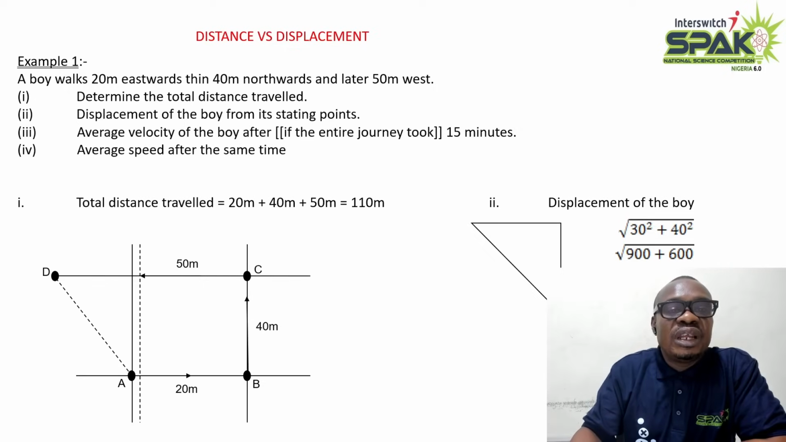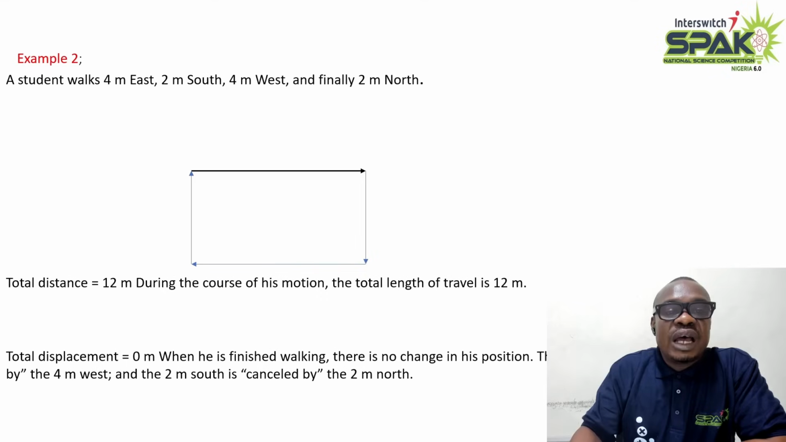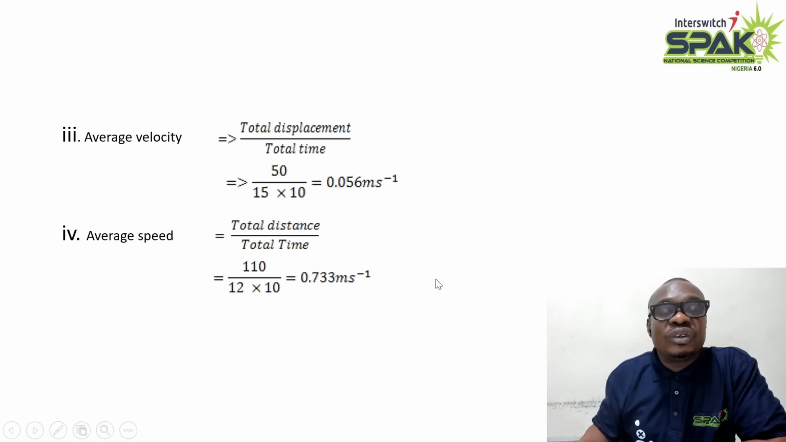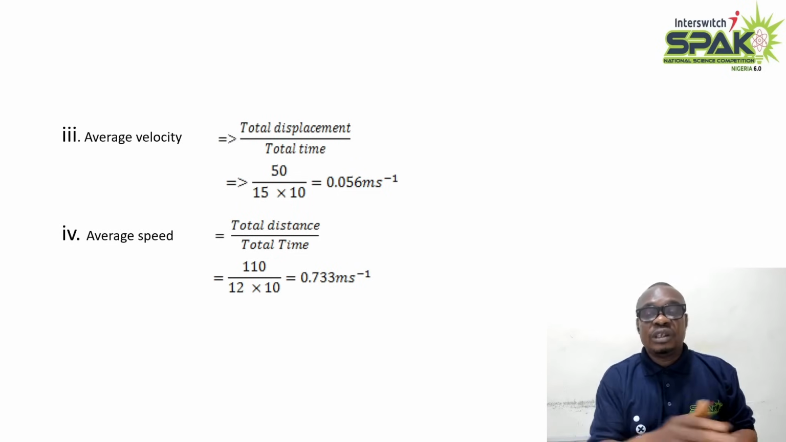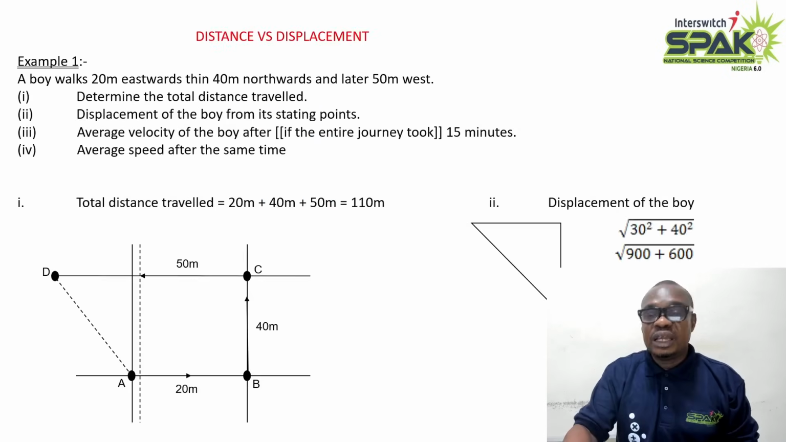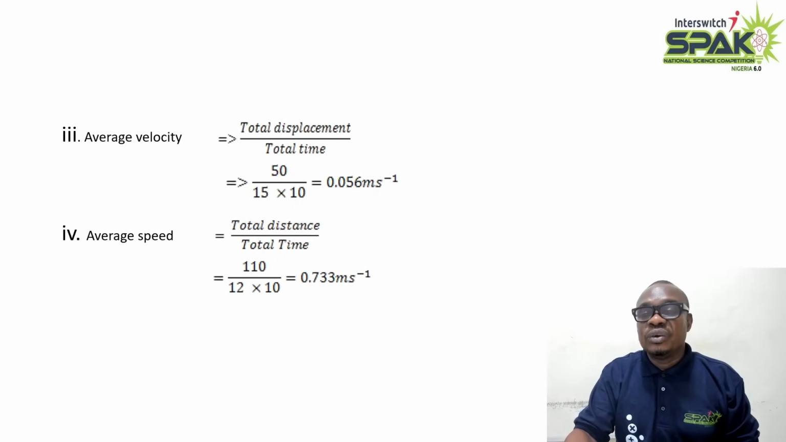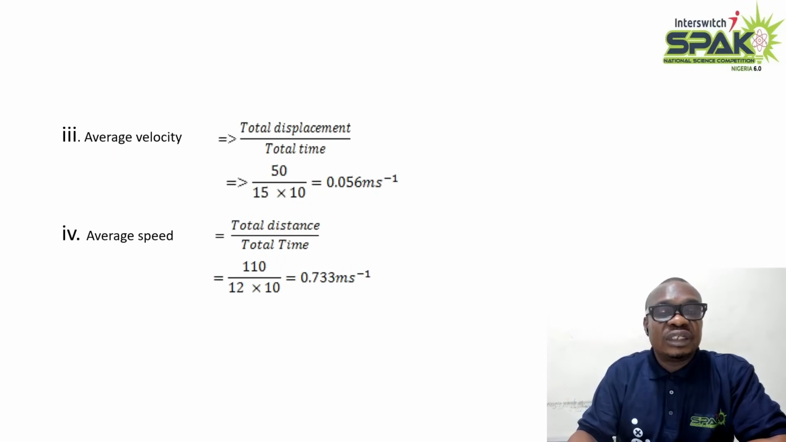Now, how did we obtain the average velocity? The average velocity, total displacement over the total time, is my average velocity. How do I obtain the total displacement? It is what we have here in the previous. Okay, displacement is 40, distance is 100.